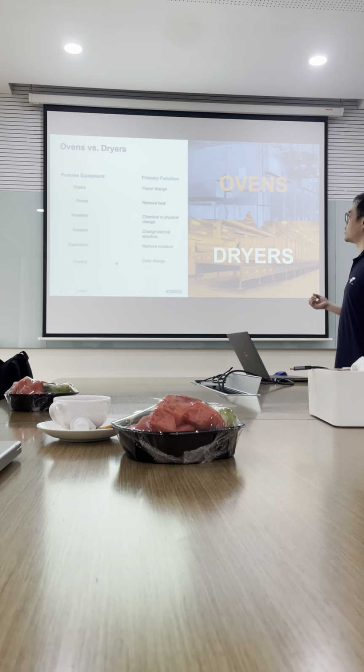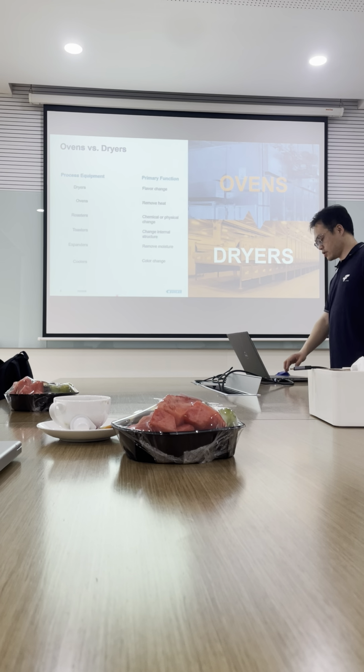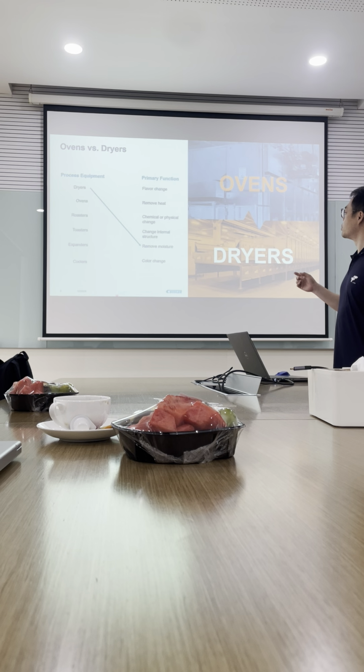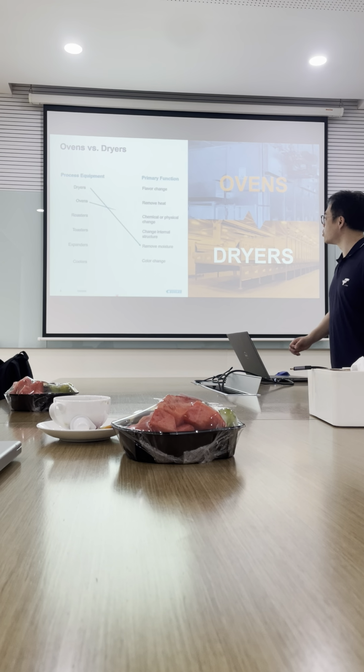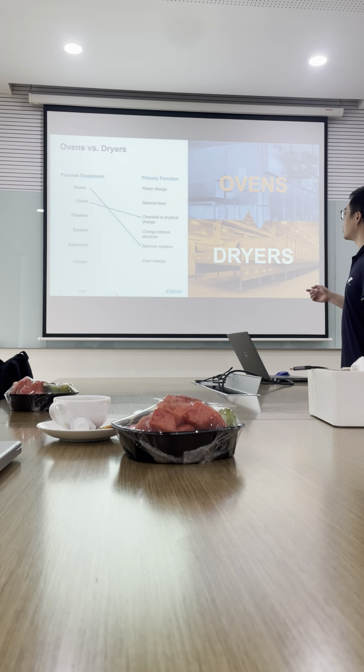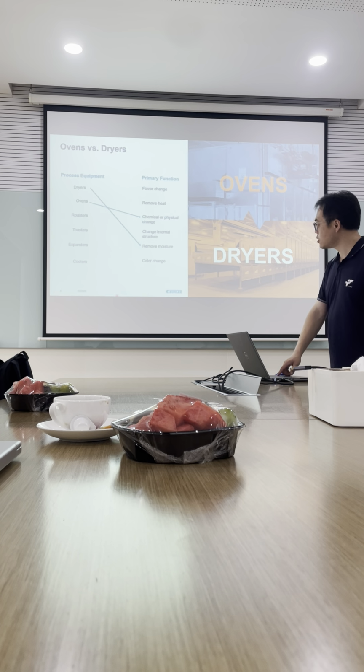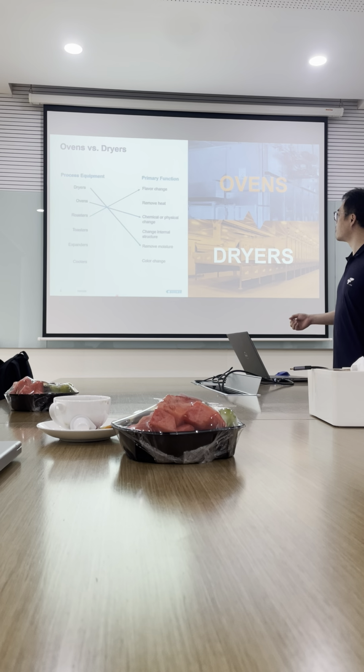The slide shows the function of different machines. The left is the processor equipment, the right is the primary function. We can connect them together. The dryers we can use to remove the moisture. Ovens can bring chemical or physical change. The roasters can bring the flavor change. Toasters can bring the color change. Expanders can change the internal structure. The coolers can remove the heat.